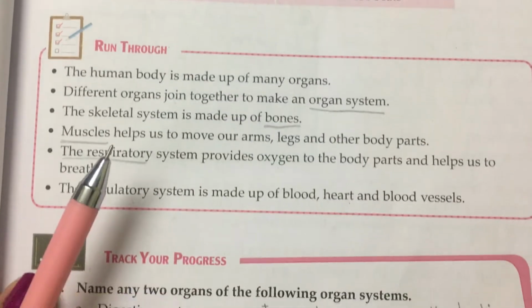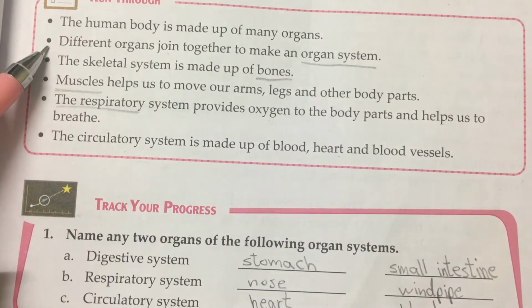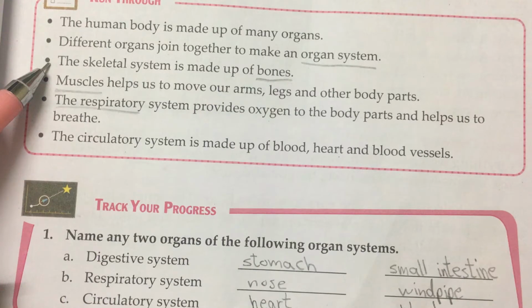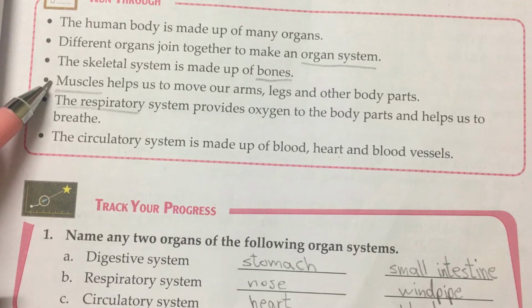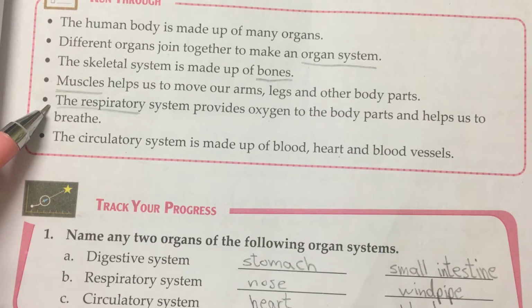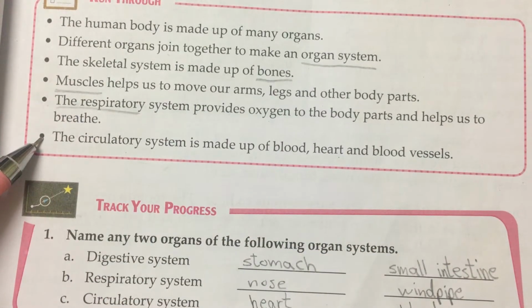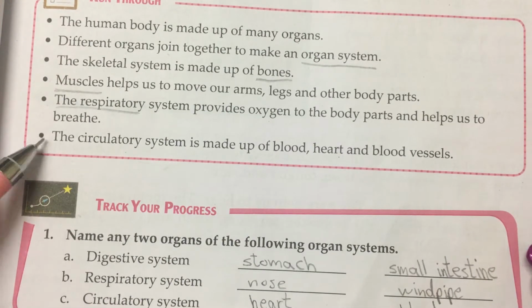Now, a quick run through. The human body is made up of many organs. Different organs join together to make an organ system. The skeletal system is made up of bones. Muscles help us to move our arms, legs, and other body parts. The respiratory system provides oxygen to the body parts and helps us to breathe. And the circulatory system is made up of blood, heart, and blood vessels.